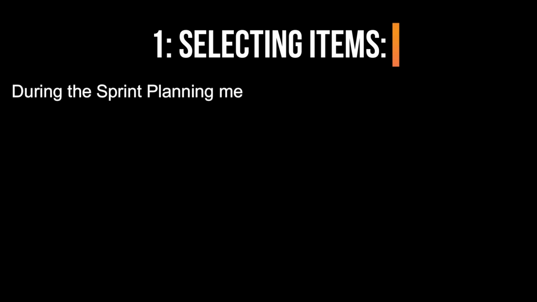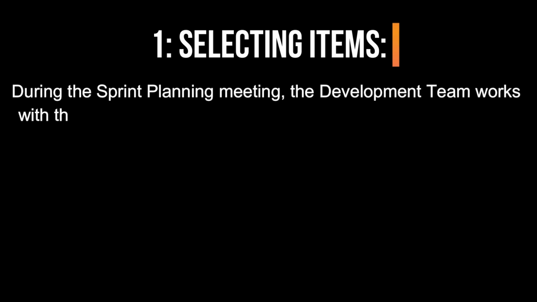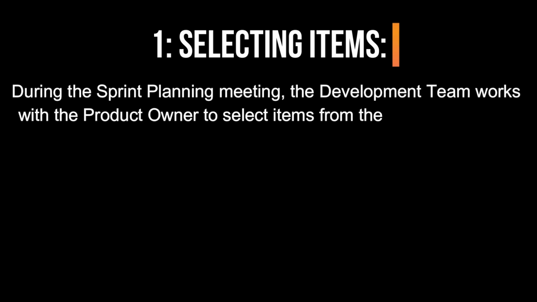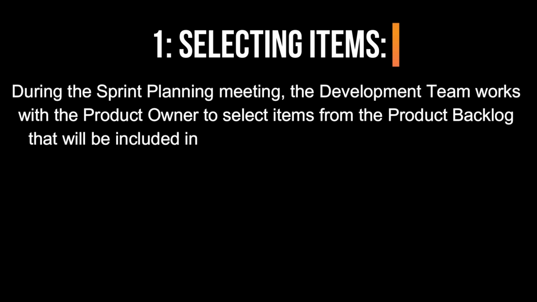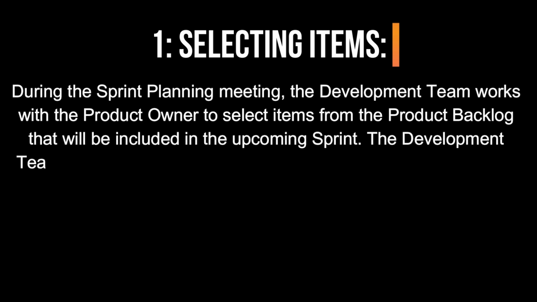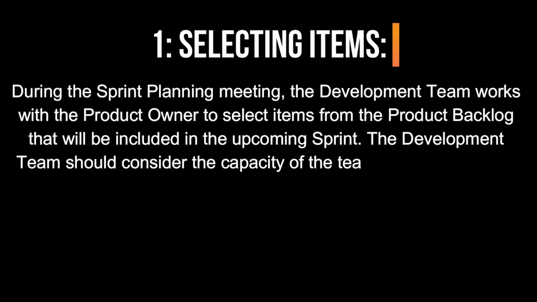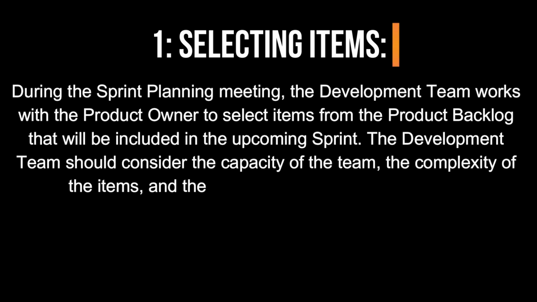During the sprint planning meeting, the development team works with the product owner to select items from the product backlog that will be included in the upcoming sprint. The development team should consider the capacity of the team, the complexity of the items, and the priority set by the product owner.